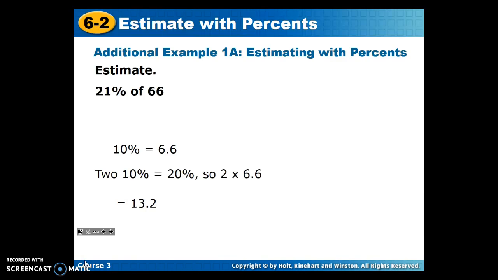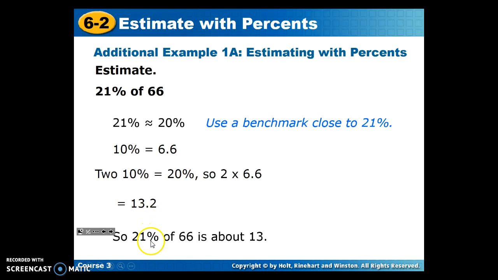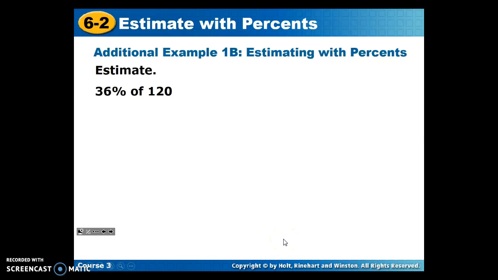Okay, hopefully this is a little bit better. We know that 10% of 66 is 6.6. We need 2 10% to get to 20%. So just take 2 times 6.6, which would be 13.2. That means 21% of 66 is about 13.